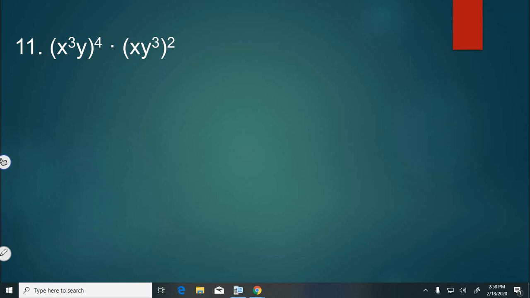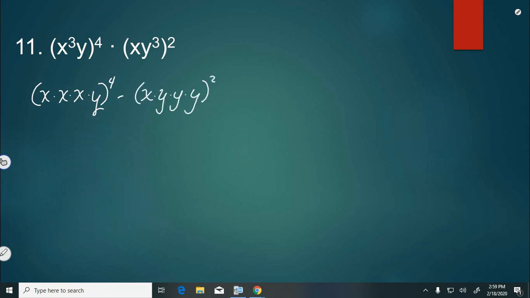Here we have another one, same idea, just making it a little bit more complex. So x to the third is x times x times x times y, and that's going to be 4 times. And then x times y times y times y, and that's going to be squared. So this is a lot to write out, but we want to prove that we know where we're getting these numbers from.